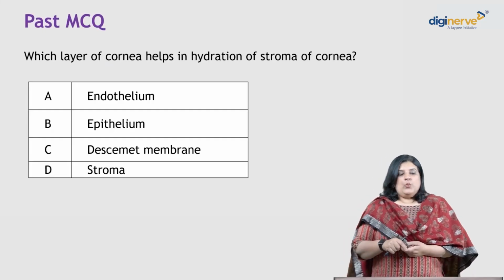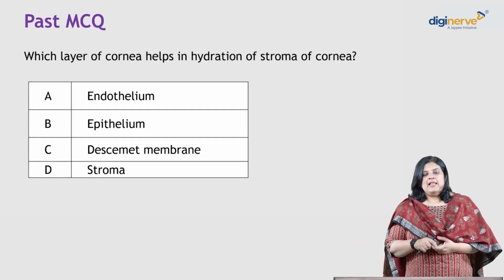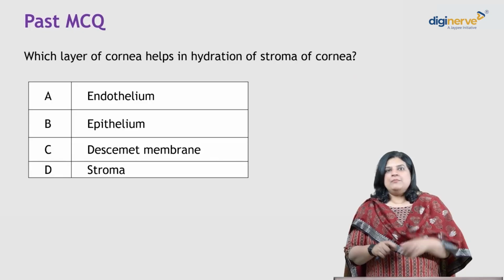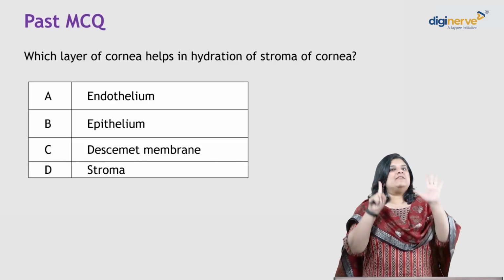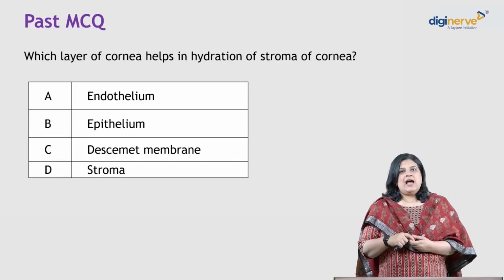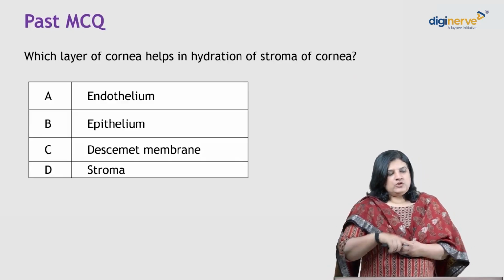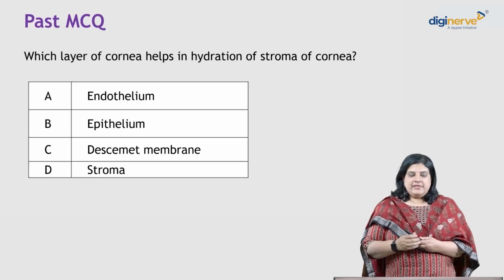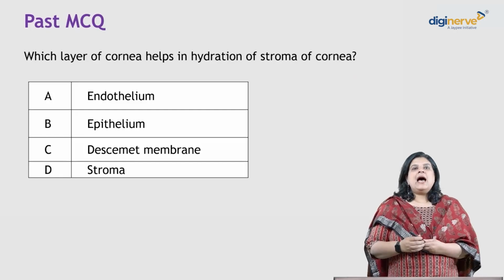Coming to the next question. Which layer of cornea helps in hydration of stroma of the cornea? Now, how many layers of cornea do we have? Please don't answer 5. Now we have 6 layers, Dua's layer being the 6th layer that has been added to the corneal layers. So the options that we have include endothelium, epithelium, Descemet membrane and stroma.